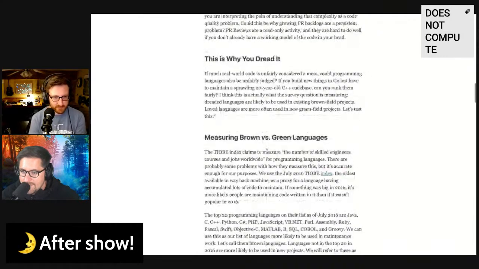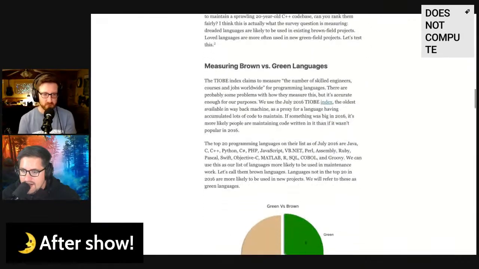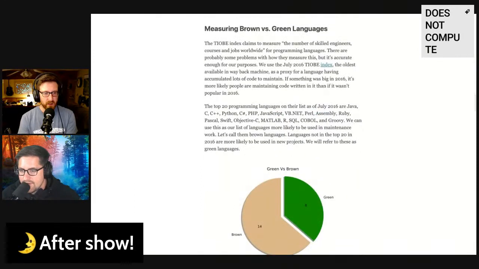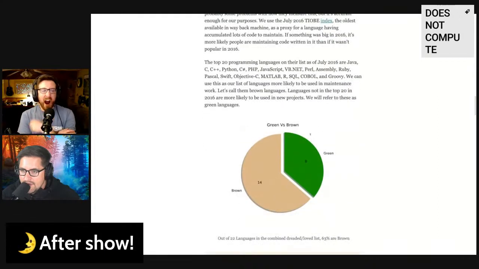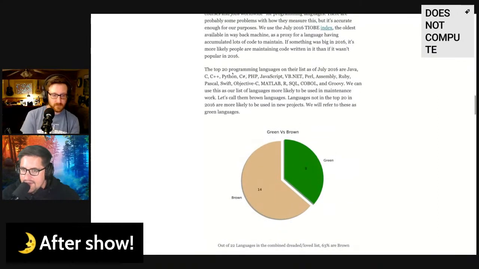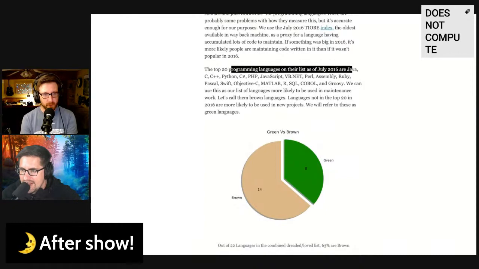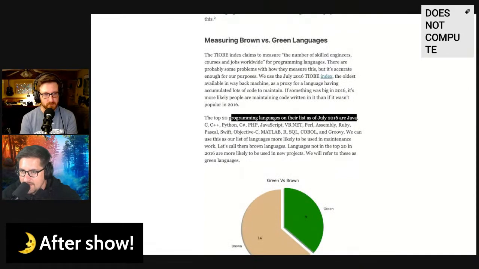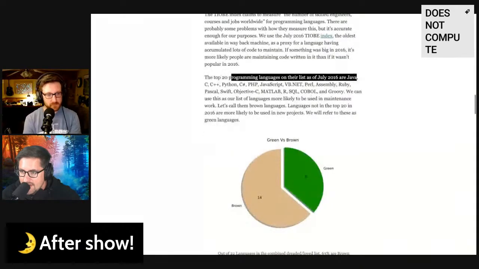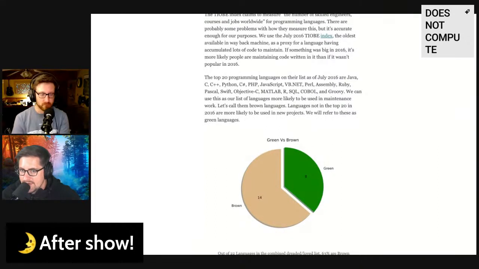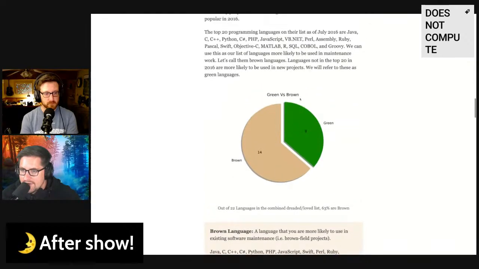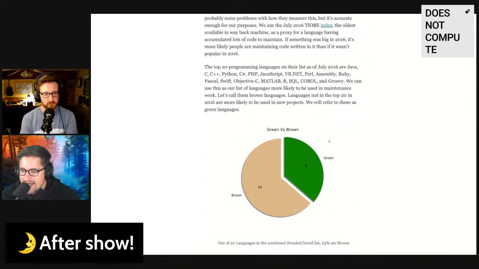Right. Yeah. So then it goes through. He does some ranking of things and tries to prove what the correlation is between old and new. So the top 20 programming languages on their list as of July 2016, the most used, would be Java, C, C++, Python. If you look at the numbers in the list, 14 of them are brown and 8 of them are green.